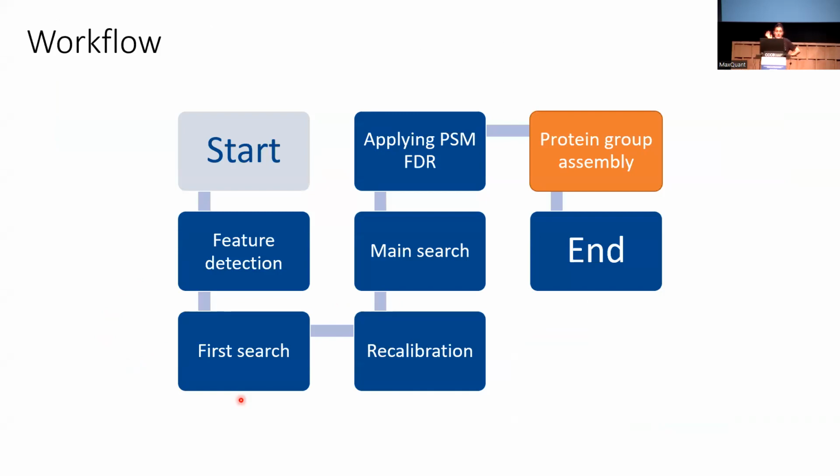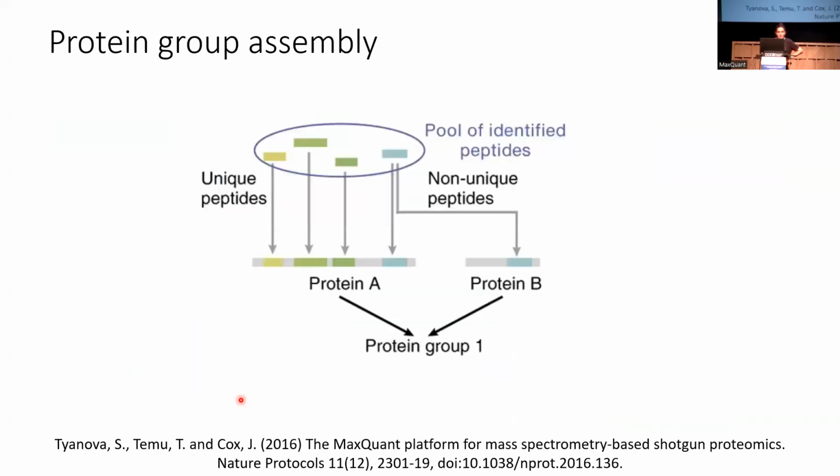So we were talking so far about peptides, but now the peptides are only the means to go to proteins. We don't really care about peptides except if you do peptidomics, for example. So we care about the proteins. How are we going to go from peptides to proteins? We have to do this protein group assembly, as we call it in MaxQuant. Let's say here we have an example.